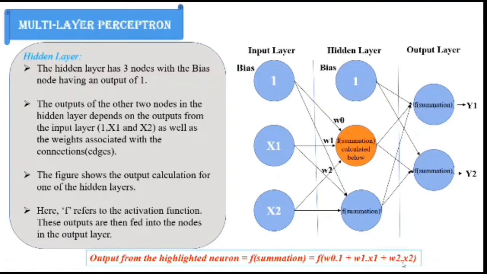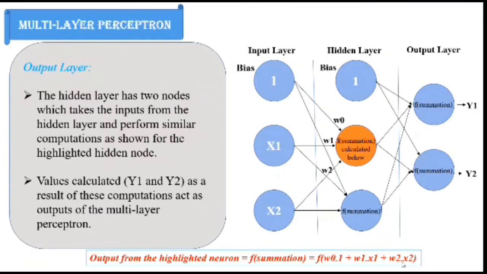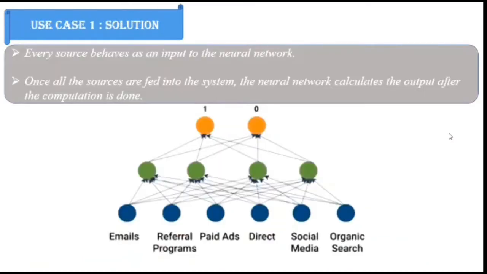So we need to convert this into a non-linear solution, and to do that we would require an activation function. So now we pass this linear equation through an activation function, and then we'll get a result which is finally sent out through the output layer over here. So keeping all this in mind, that is how the input layer works, how the hidden layer works, and how the output layer works. Now let us solve this use case.